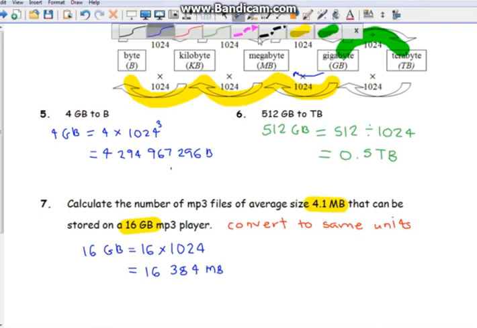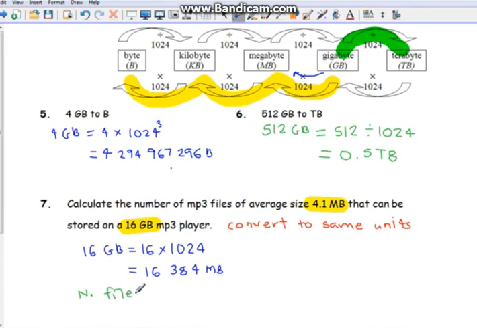So therefore, how many 4.1s can we fit into 16,384? So our number of files, or number of songs, or whatever it might be. In this case, they've talked about files, so we need to use that terminology. Number of files equals 16,384, dividing it through by 4.1.